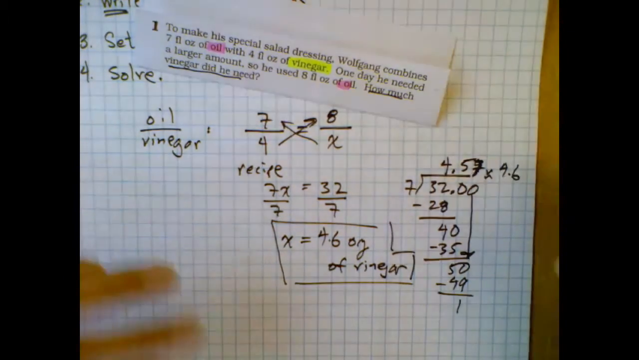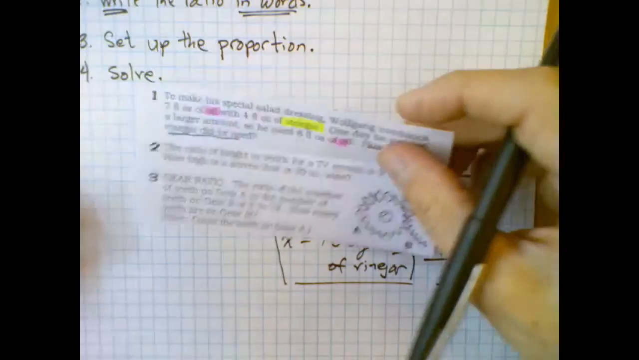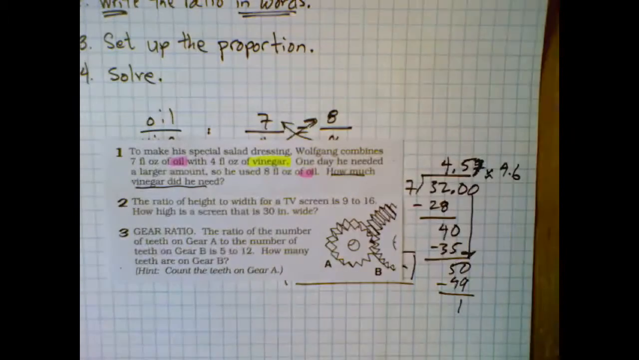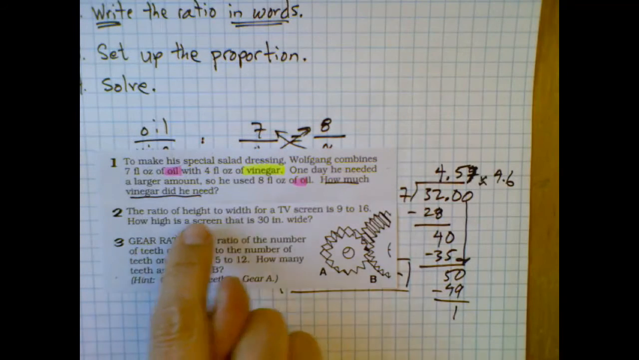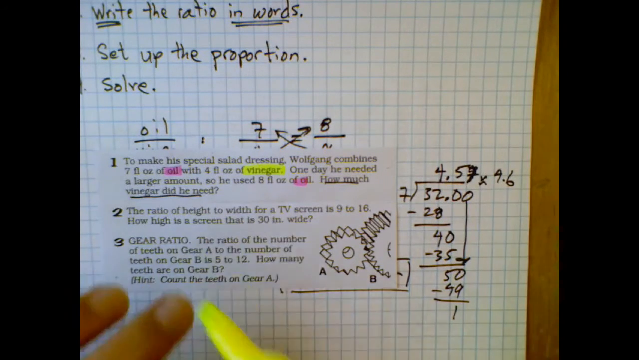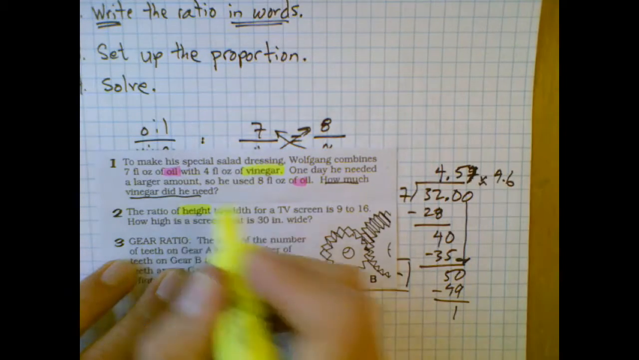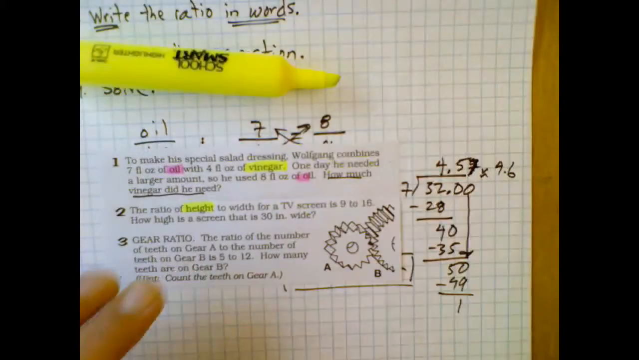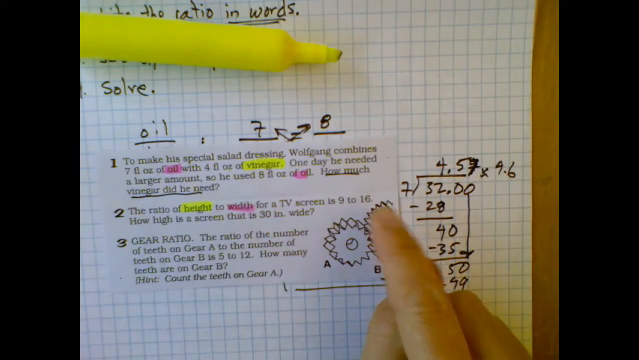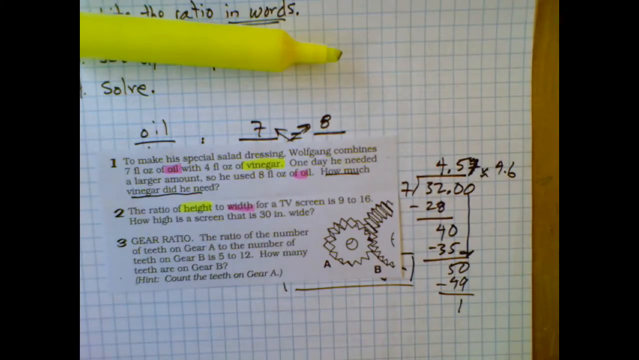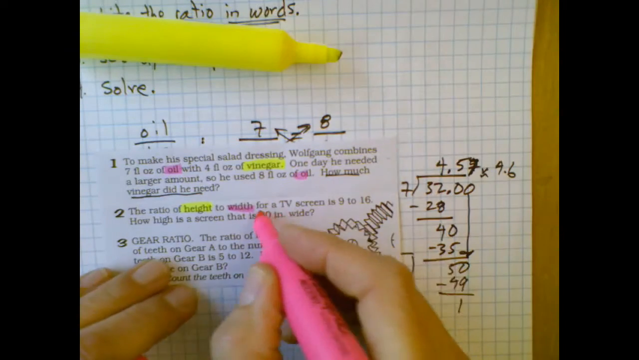Tell you what, we won't do another one in full, but we will look at a couple of others just to see what the ratios need to look like. So number 2: the ratio of height to width of a TV screen is 9 to 16. How high is a screen that is 30 inches wide? So they give me the width.